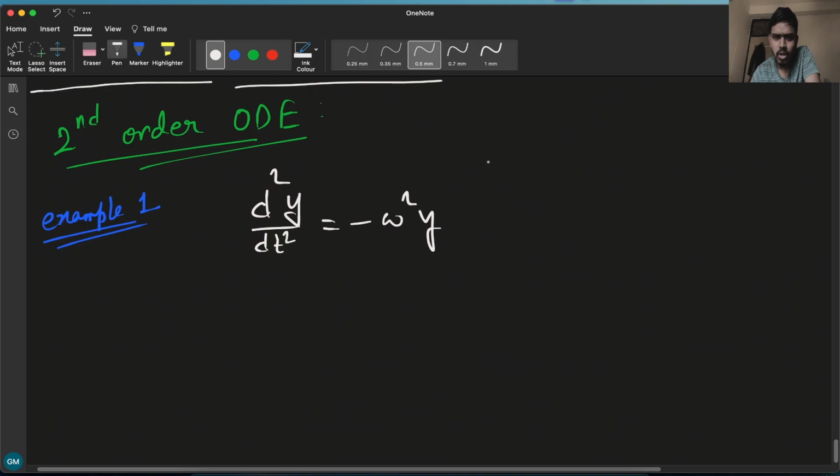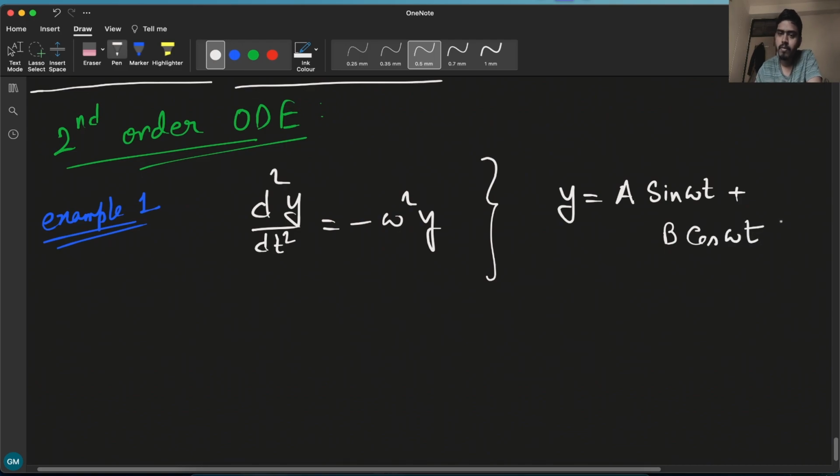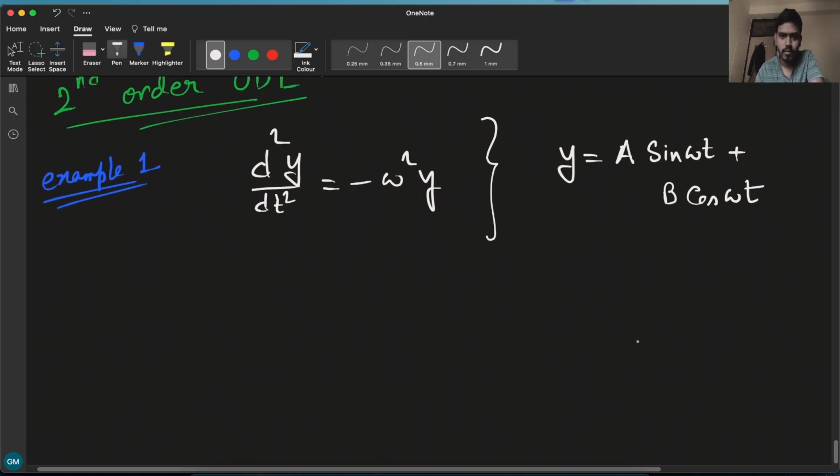and we already know what will be the solution. The solution is y equals some constant, let's say a, sine of omega t plus b cos of omega t. This is the analytic solution, we all know, right? Let's find out the series solution. Same method, you can just pause the video and try to do it yourself.